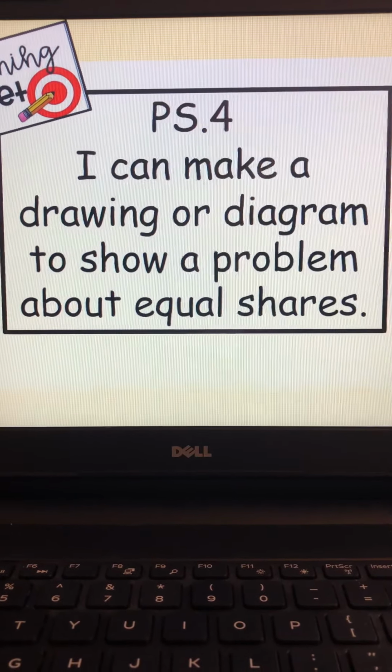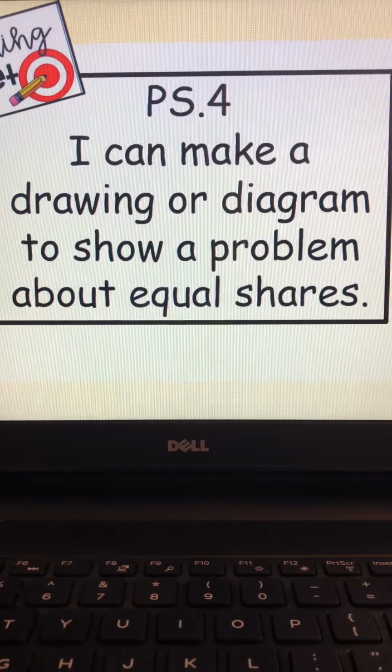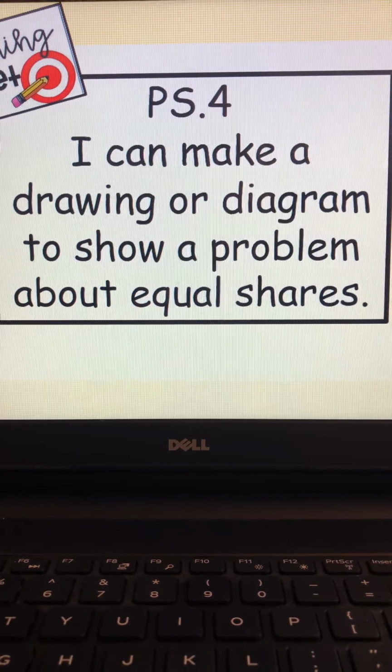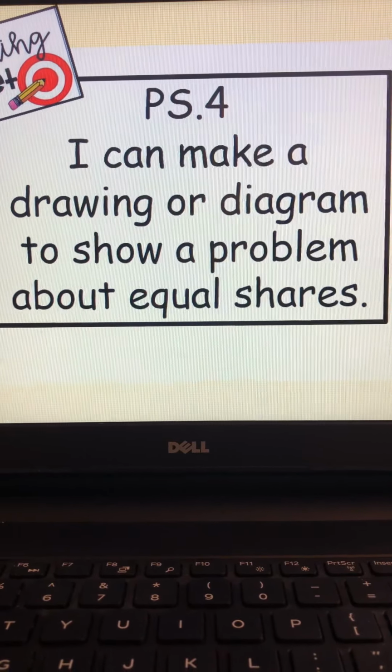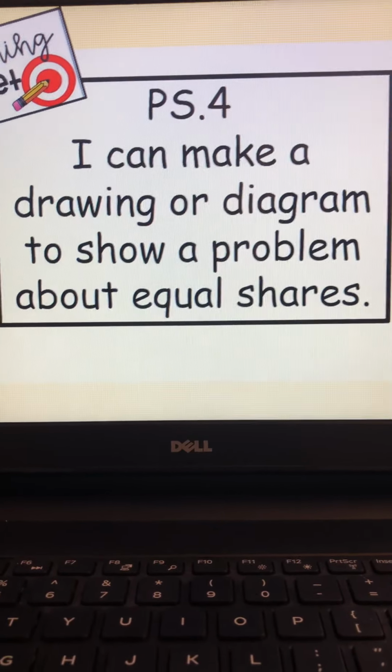Today's going to be our last lesson on fractions, and the goal is I can make a drawing or a diagram, so that just means like a picture. So I can make a picture to show a problem about equal shares.